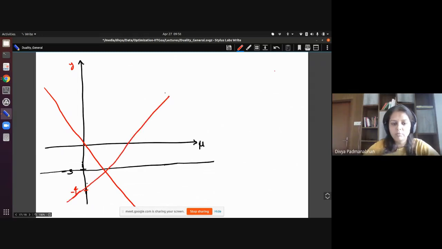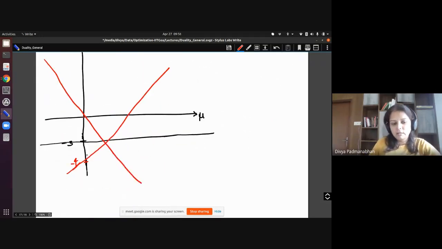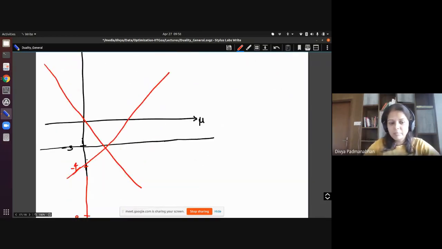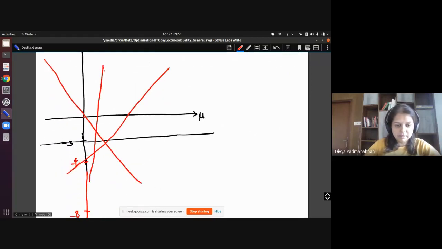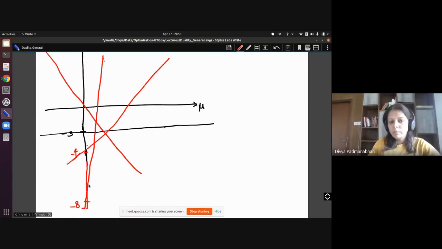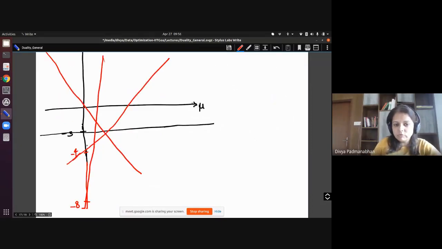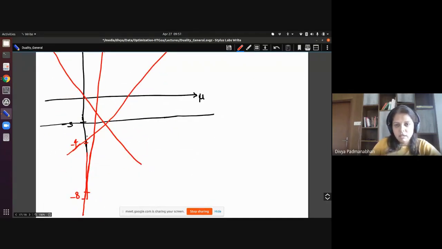Maybe something of this form. And then you have mu minus 8, so that would be something like this. The slope is lesser than the slope of this line because this was 5 mu. So something of this form. This was mu minus 8, minus 4 plus 5 mu, and minus 3 mu. All these are taken care of, and we are looking at the min of these. So it's this line, and in this region, it's maybe this line.